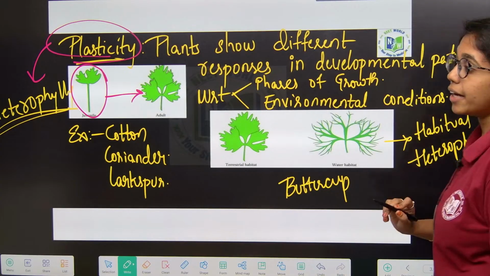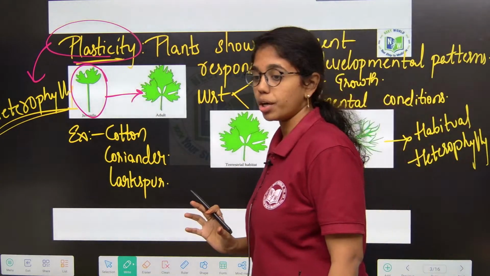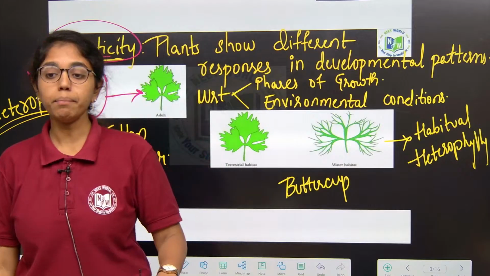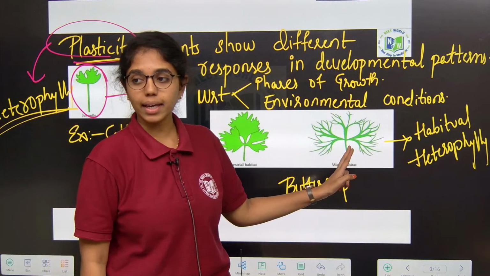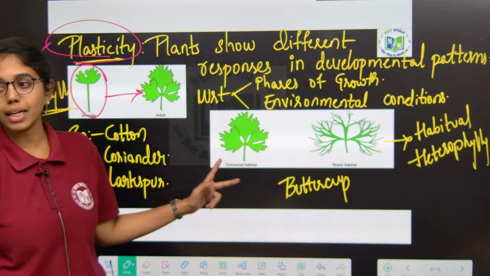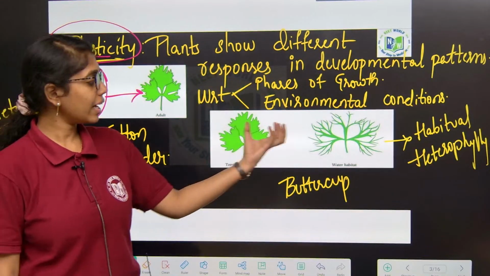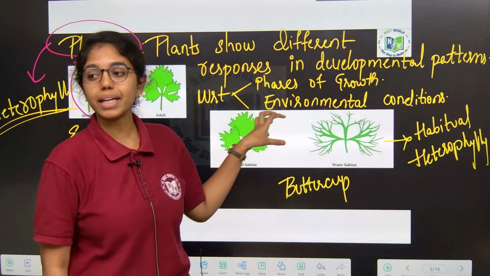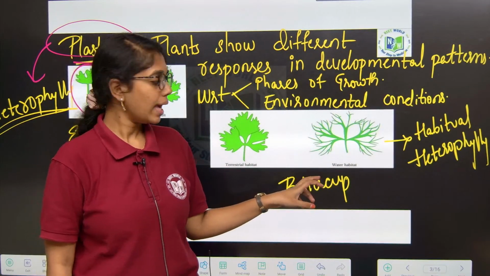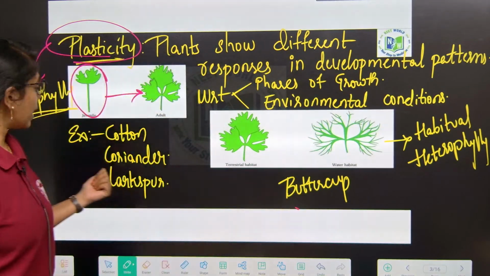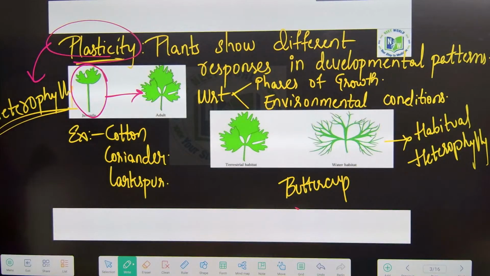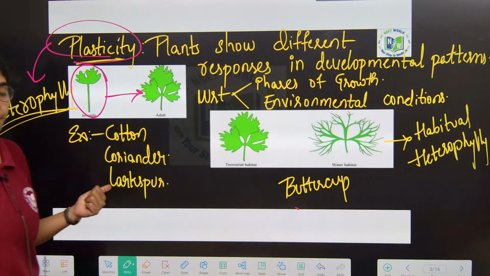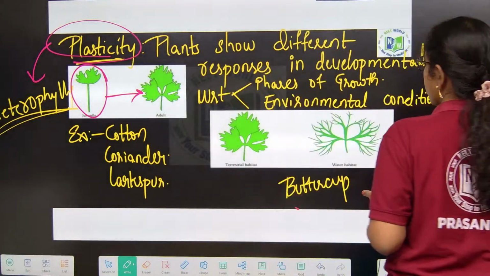Wherein different leaf structures are observed in the same plant when it is growing in the aquatic environment and when it is growing in the terrestrial environment. Different leaf structures by the same plant is shown based on the habitat in which it is living. Example is buttercup, and here the examples include cotton, coriander and larkspur. Clear right now? Next.